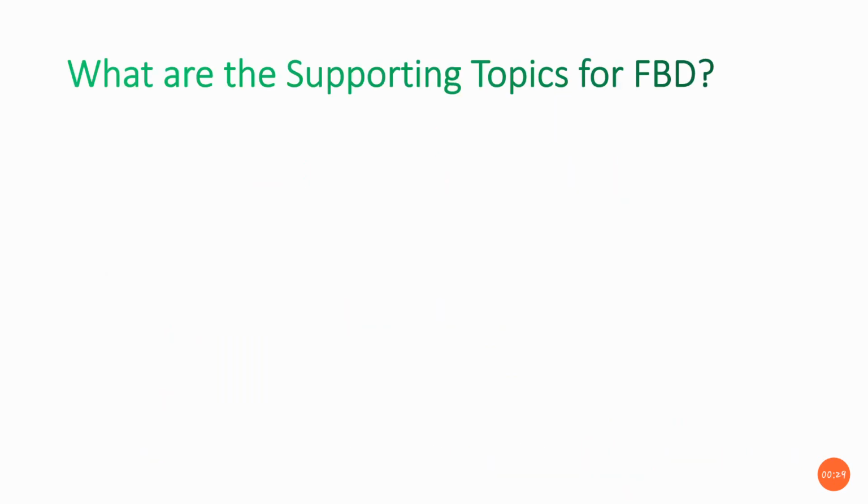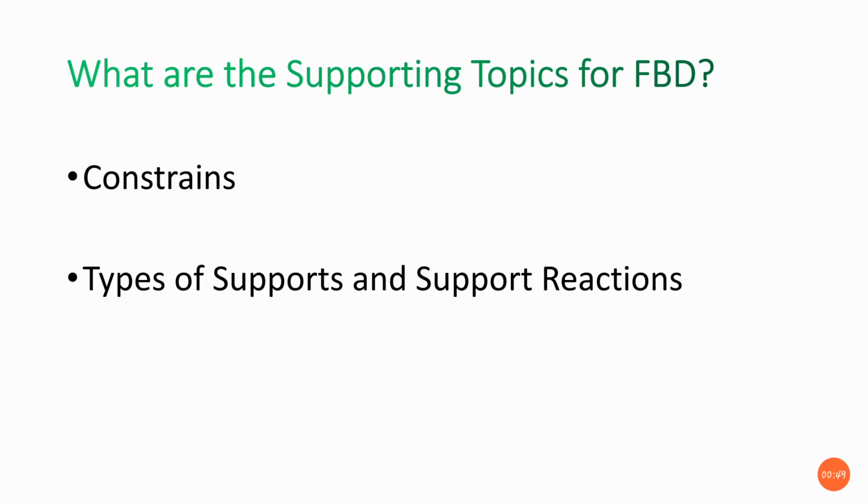Before going to the free body diagram, we need to understand what the constraints are. Already we told that constraints are nothing but the restrictions we are imposing on the motion of a body, so that we are trying to keep the body in the equilibrium condition. The next one, the types of supports and support reactions. It depends on the requirement that supports we need to design, and then we need to oppose the motion of the body.